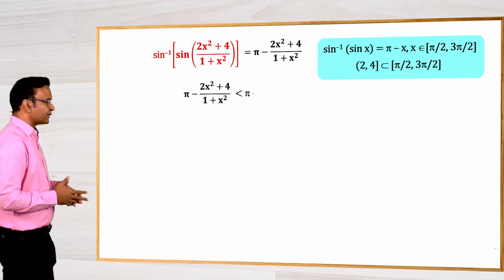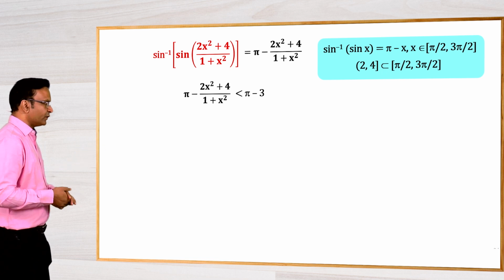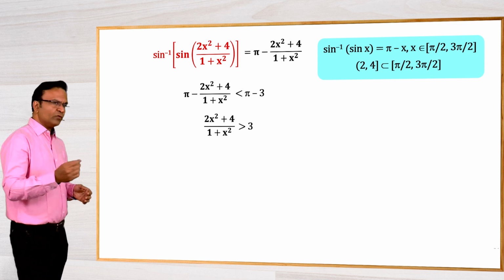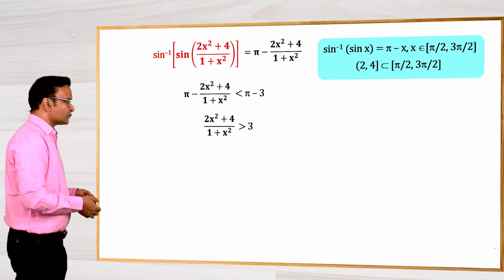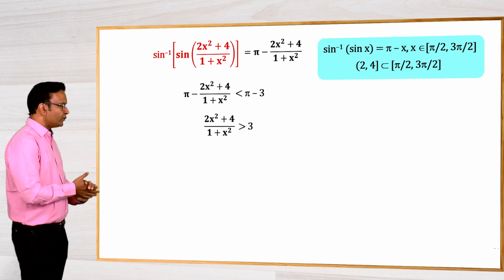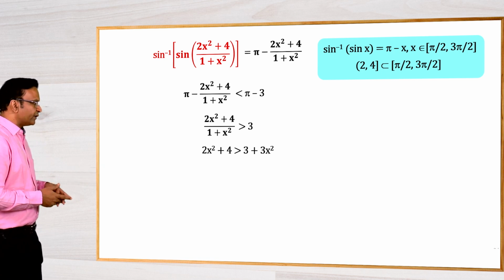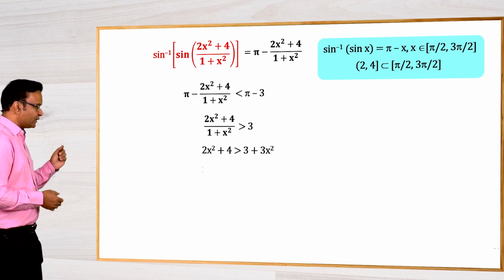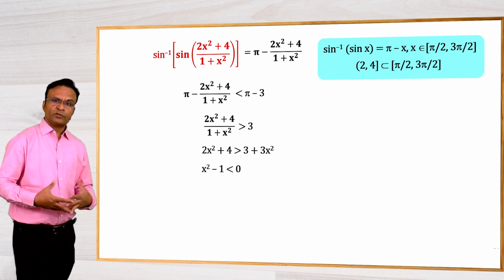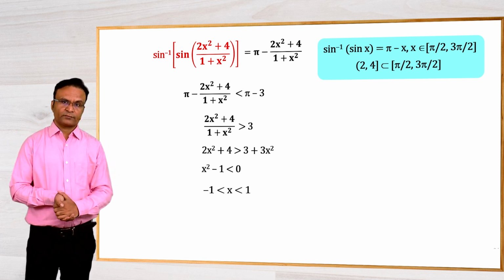From both sides we can cancel out pi, multiply both sides by minus, so we have 2x square plus 4 upon 1 plus x square more than 3. Now 1 plus x square is always positive, so we can cross multiply by 1 plus x square. So we have 2x square plus 4 greater than 3 plus 3x square. That means x square minus 1 is less than 0. And the solution of this inequality is x lies between minus 1 to 1.